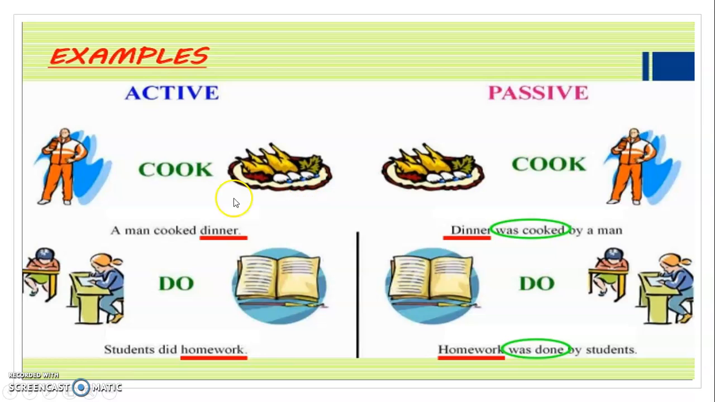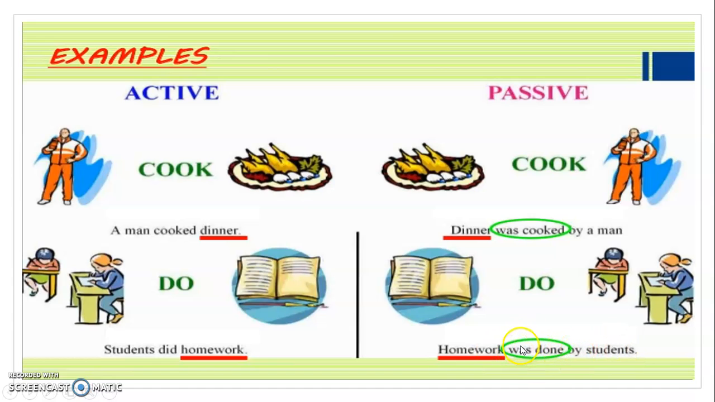More examples. Active sentence: A man cooked dinner. And in passive, we put the object, which is dinner, in front. So dinner, singular, was cooked by a man. Okay, second one. Students did homework. So now let's look at it. Homework was done by students.